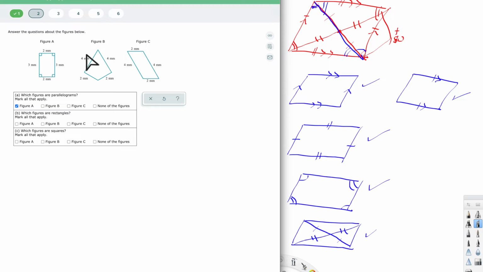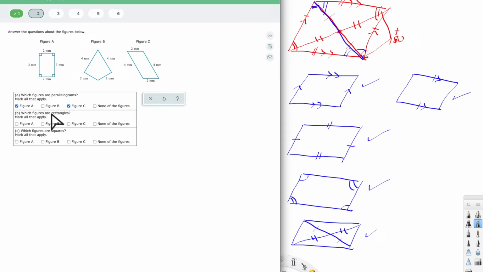If I look at figure B, I can see that we're not going to have opposite sides parallel here. That's not going to work. And the opposite sides are not congruent, because 4 and 2 doesn't work like this. So that's not going to be a parallelogram. On this one, we do have a 4-sided figure again, and opposite sides again are congruent. So figure C also works. If you notice, I can click more than one. I can see that there are these little square features, which means I can click more than one. If they were circles, that would mean I would click a single one.